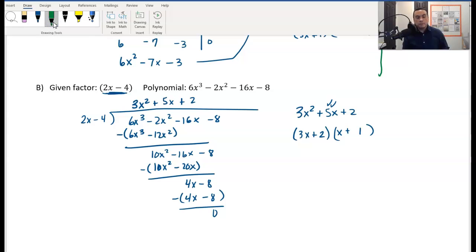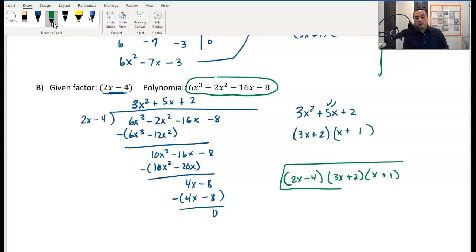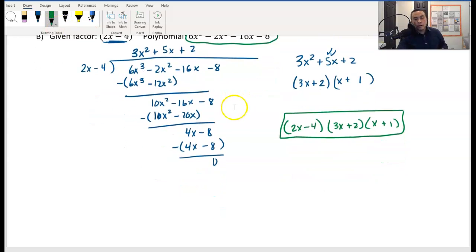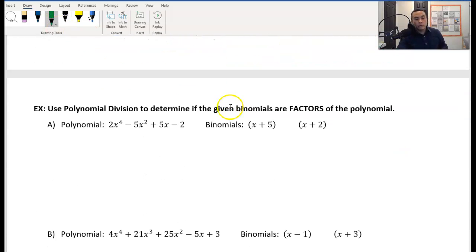If I want to factor this polynomial completely, the complete factorization would be the 1 that they gave me. They were nice enough to give me 1. And then I had to work a little bit to get the remaining 2. I actually gave you some more challenging ones here. There will be some easier ones to do in your assignment. All right, moving on. We're going to do this one.